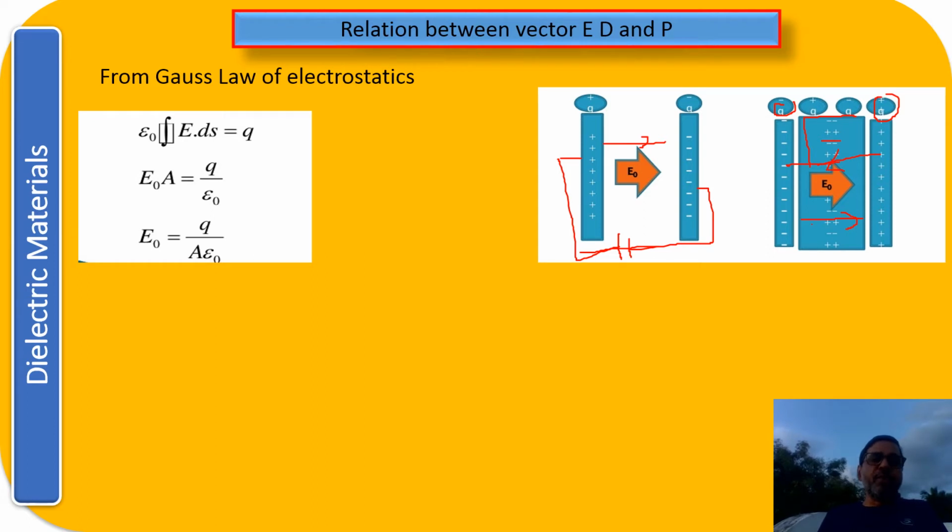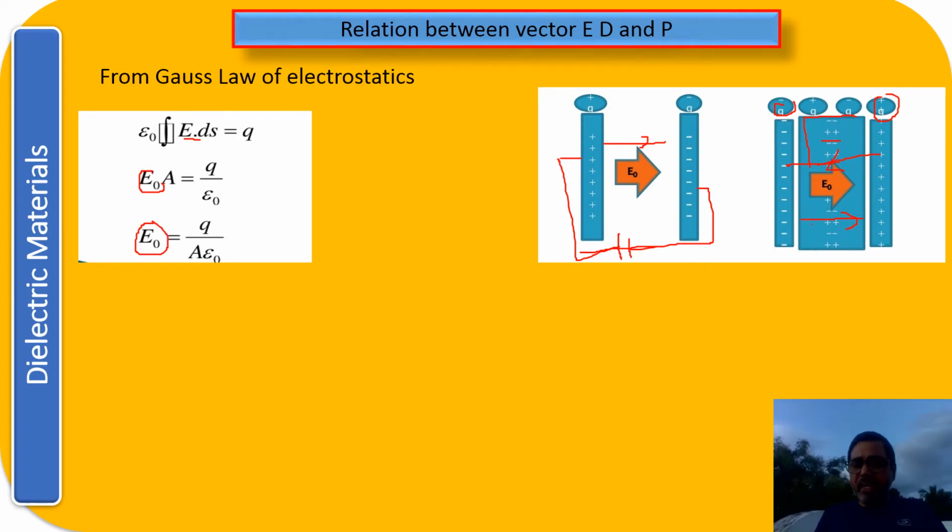If I integrate this, we have E dot ds. The integration of this will give the area, since E comes out of the integral, and the value of E is E naught, the electric field that is being generated, right? So E naught into A equal to Q upon epsilon naught. In this way we have calculated the value of E naught: E naught equals Q upon A epsilon naught.